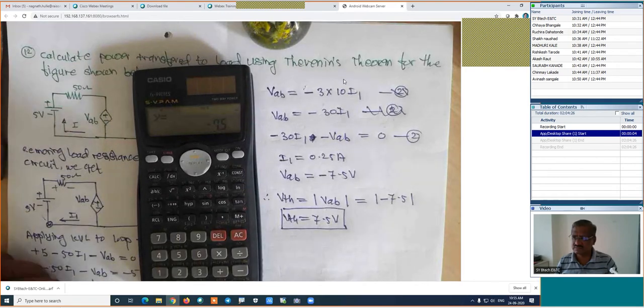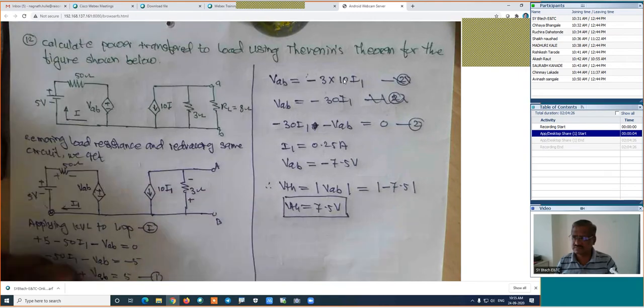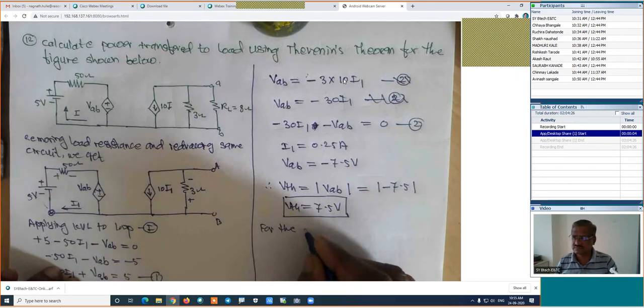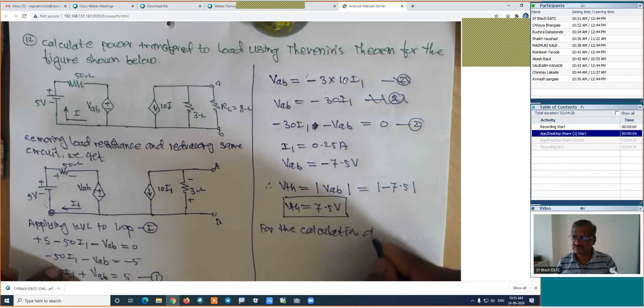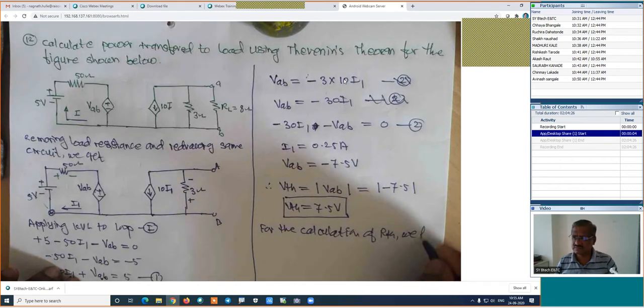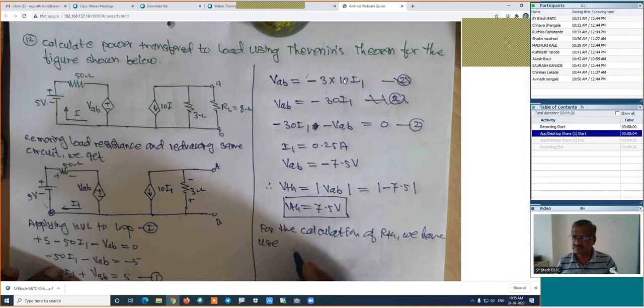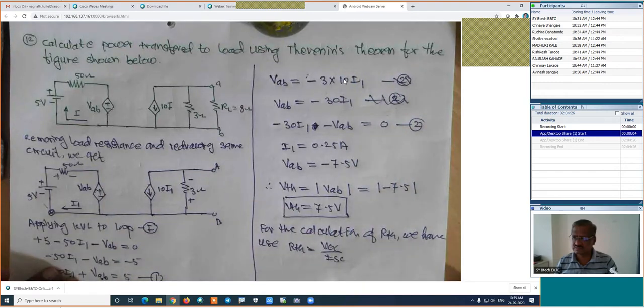Now for the calculation of RTH, we have to use RTH is equal to VOC upon ISC. This formula is right. Why do we have to use this formula? Because whenever we have dependent sources in the circuit diagram, we are not able to replace the sources by their internal resistance. That's why we have to use this other method, VOC divided by ISC is the RTH. Now VOC is the Thevenin voltage. We have already calculated it. Now we will find out the ISC.